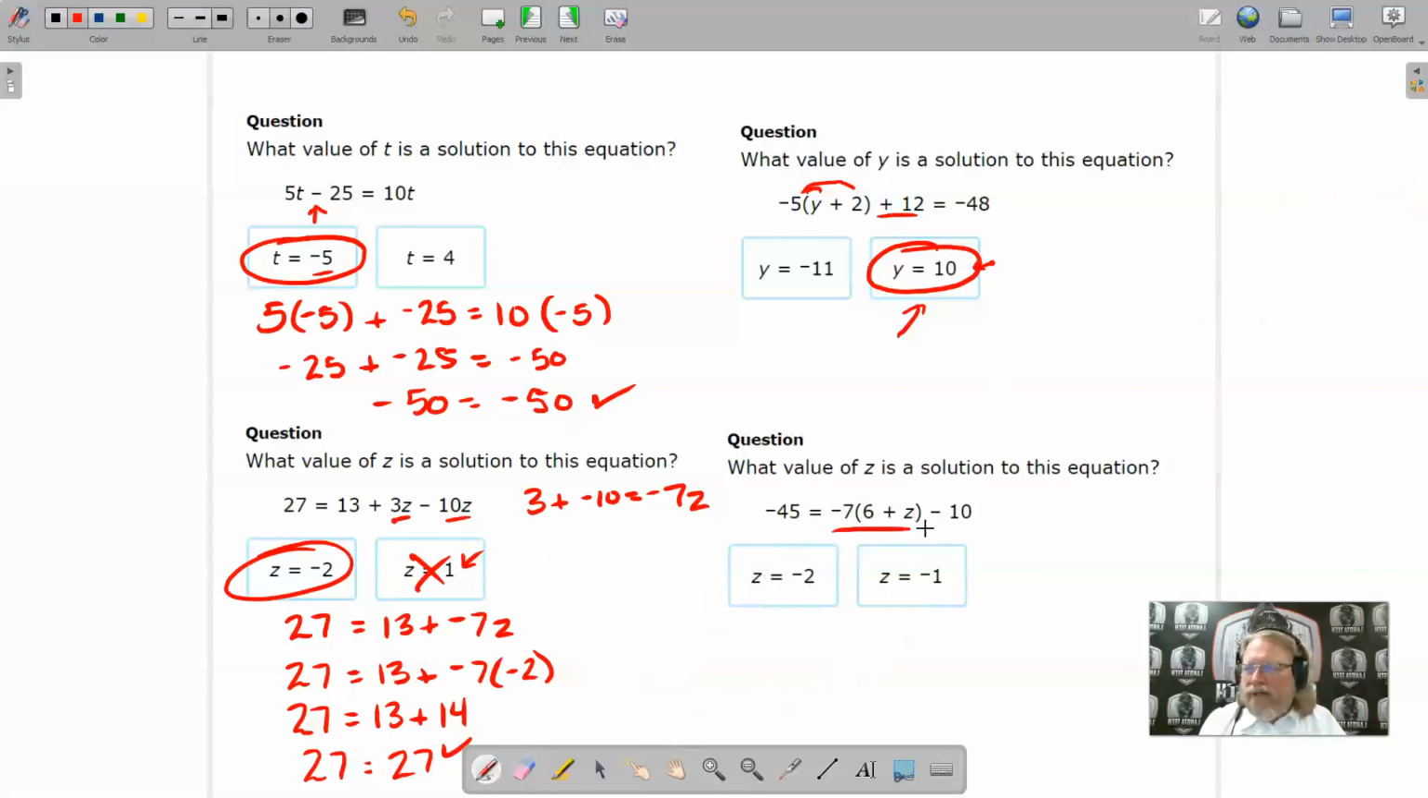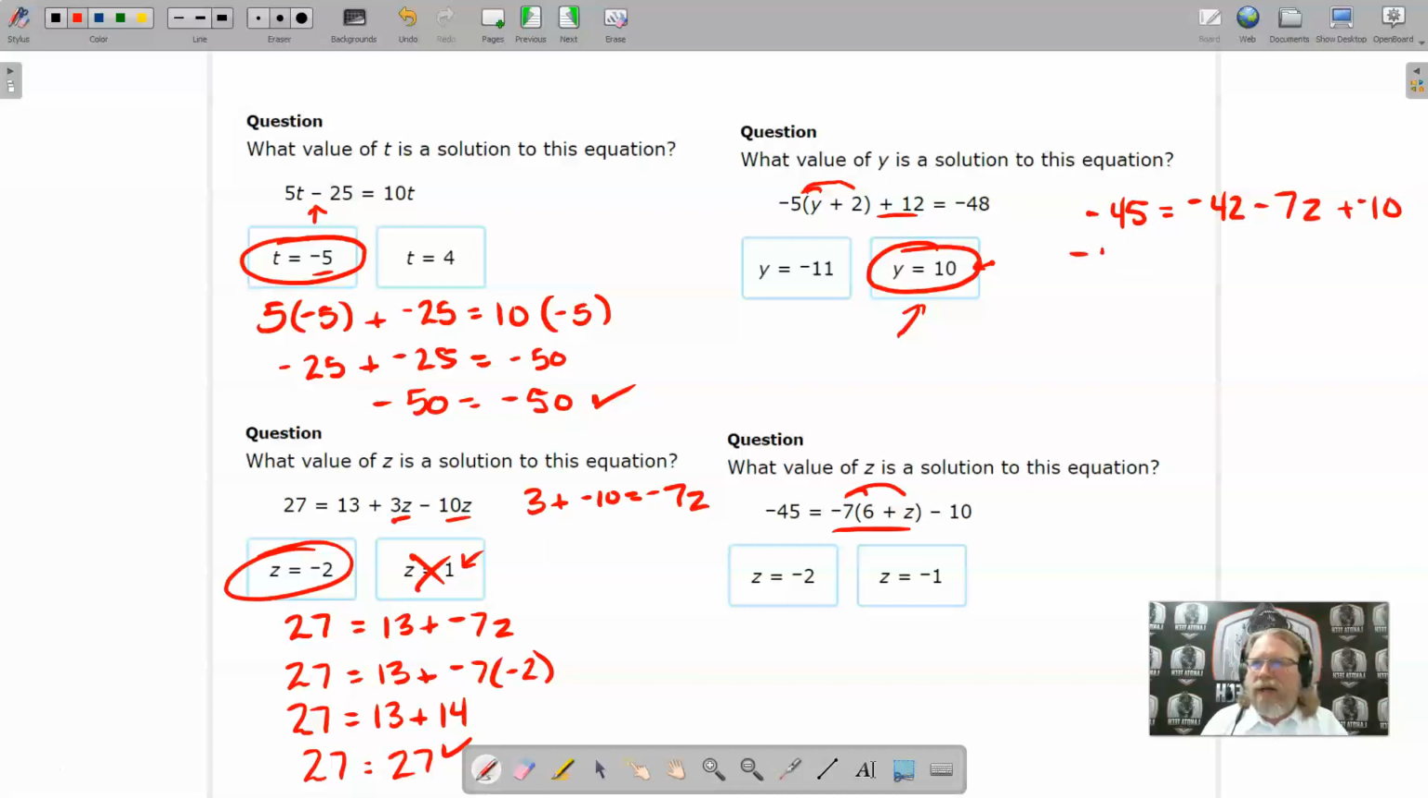So looks like we need to distribute that -7 into the quantity of 6 plus z. So we'll go ahead and do that. The -45, and then we're going to have that equals, and then this -7 times 6 is a -42, and then we have -7 times z, positive z, so that's going to be a -7z minus 10. And actually, let's make that plus -10, right? We could go ahead and do that.